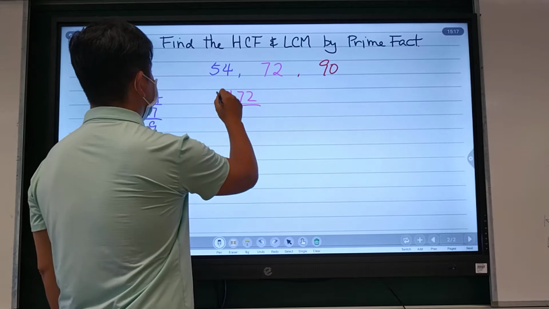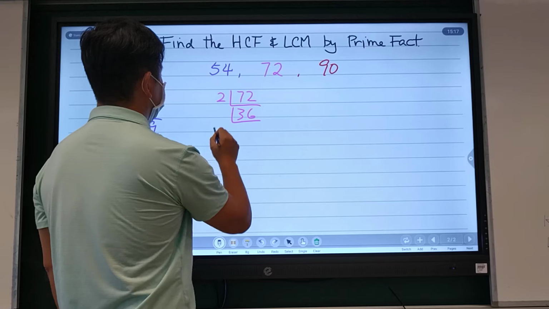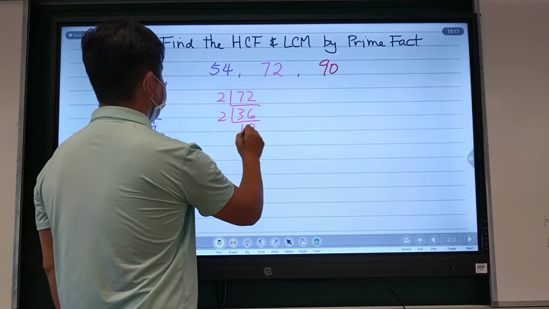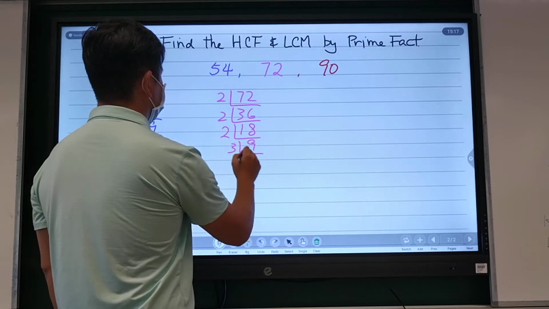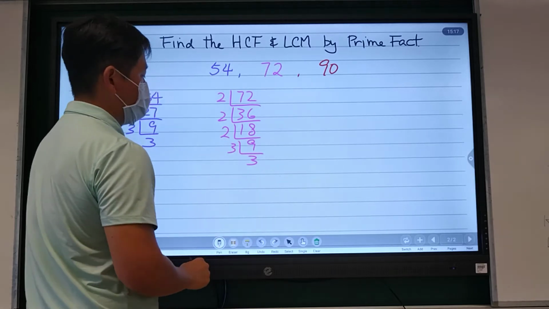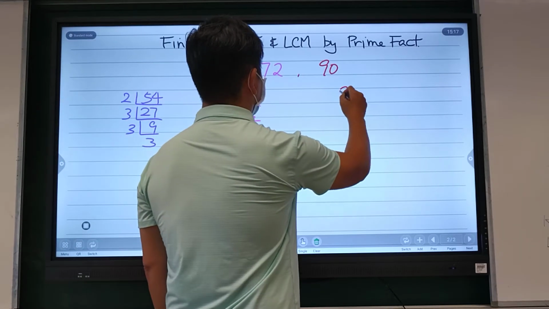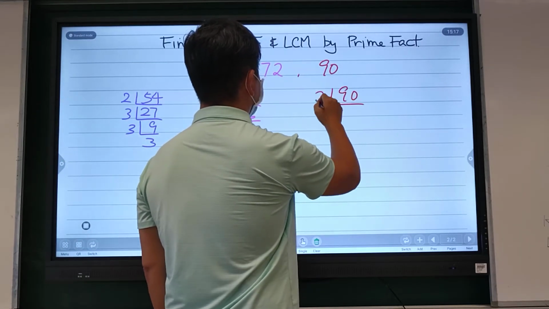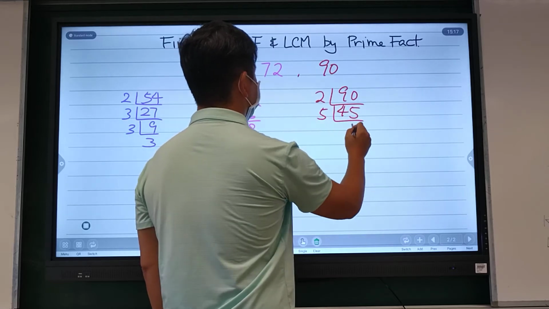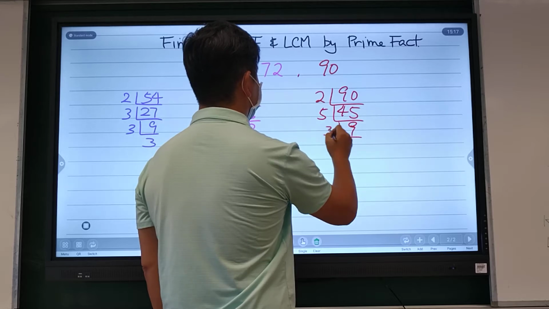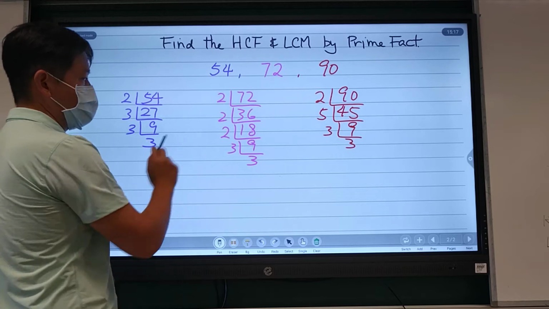Let's go to my second one, which is 72. 72. Start with a 2. Would be 36. And then I use a 2 again. 18. 2 again. 9. 3 and 3. Okay? How about the 90? Change my color. The 90 would be 2, 45, 5, 9, 3 and 3. Okay? Alright, so I got all my primes set up.